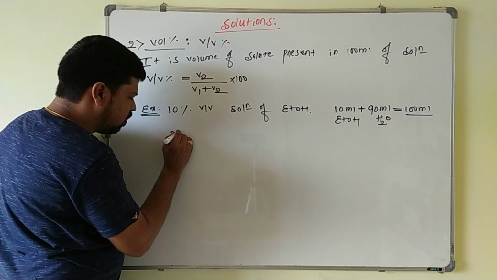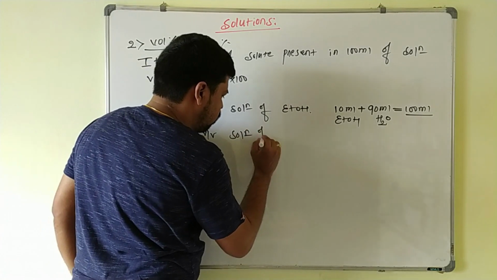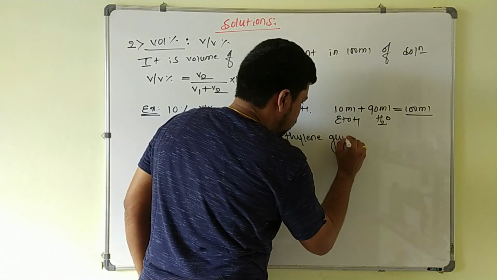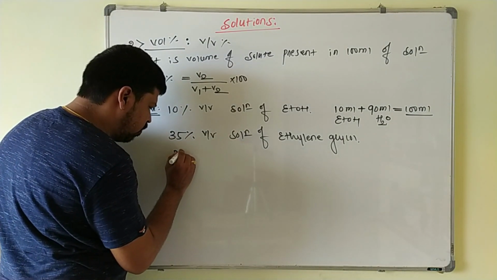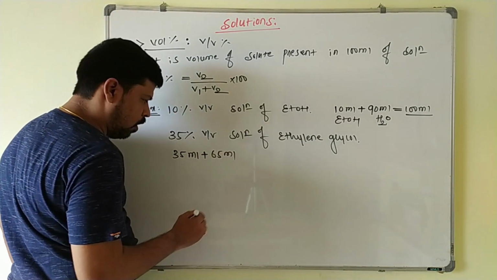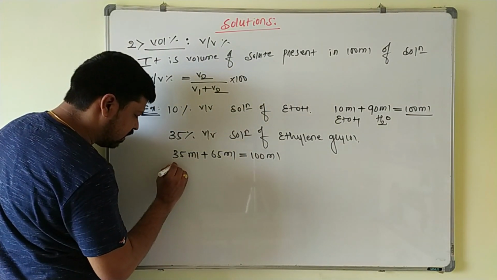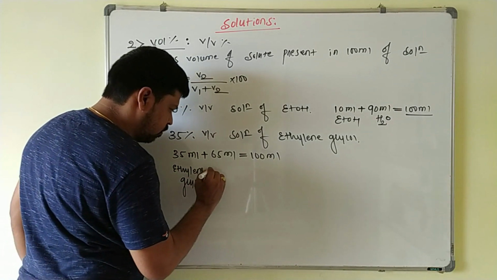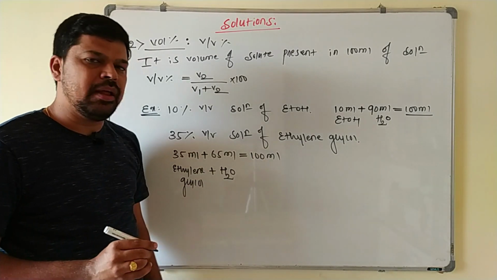Next example is 35 percentage volume by volume solution of ethylene glycol. So this example is very important, because here 35 ml of ethylene glycol is present in the 65 ml of water to make it as 100 ml of solution. This is 35 ml of ethylene glycol plus 65 ml of water combined together to form what? 100 ml of the solution.